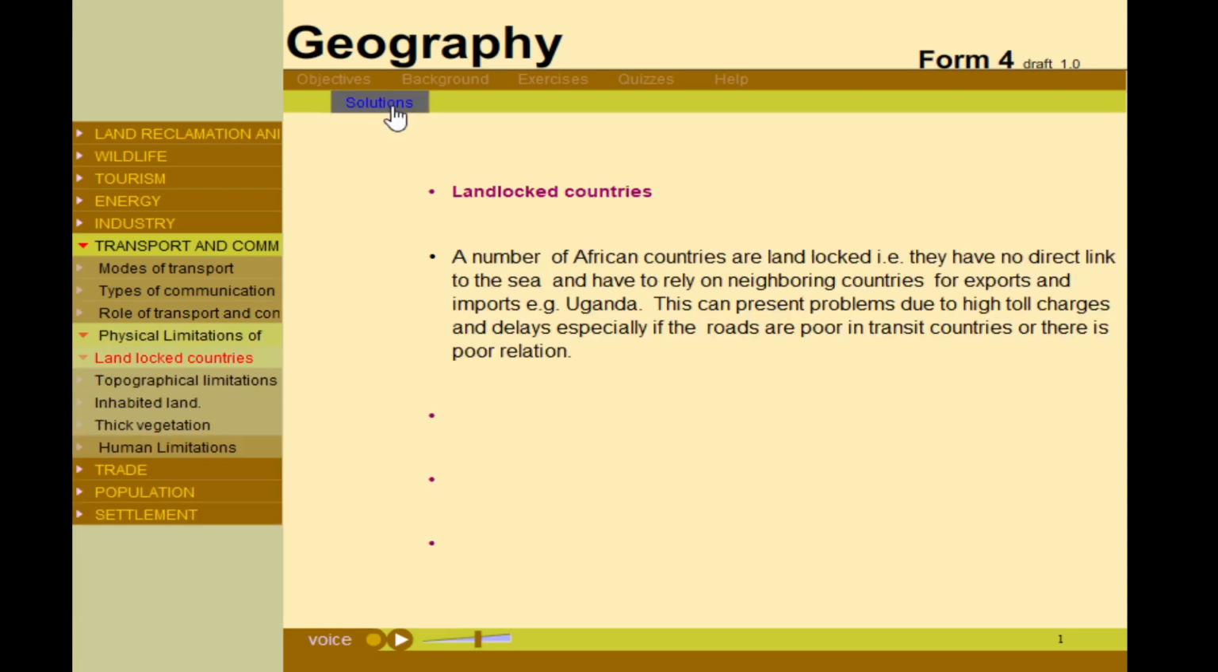Landlocked countries need to maintain good relations among the nations through which they access the sea. There is need to establish a transport network across different countries by road, railway, and air. For example, Tanzam Railway, that is Tanzania-Zambia Railways. Uganda is linked to other international airports like Jomo Kenyatta Airport.